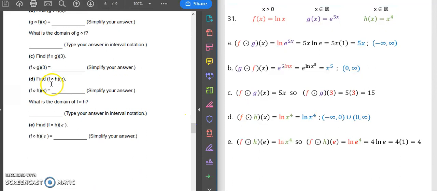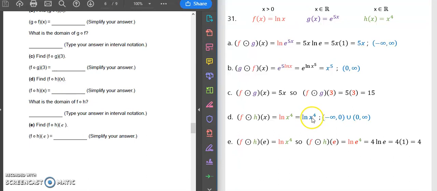Part D says find f of h of x. For h of x, they gave us x to the 4th power, so we're plugging x to the 4th power into f of x here. So now we're going to have ln of x to the 4th power. So you could use the power rule here. You would have 4 times ln x, or you can leave it as ln x to the 4th power.